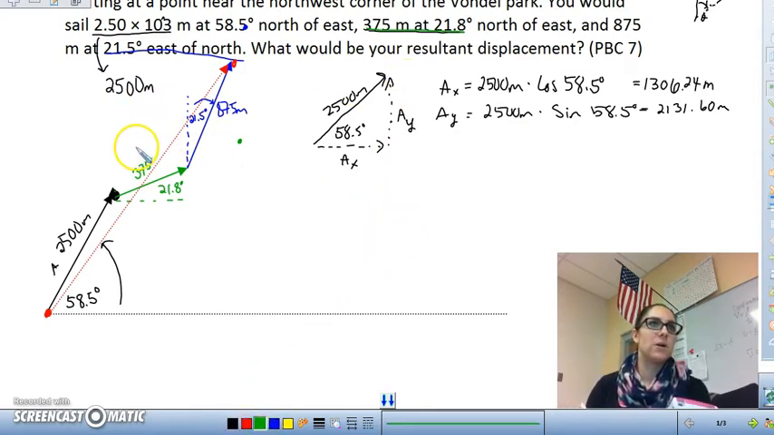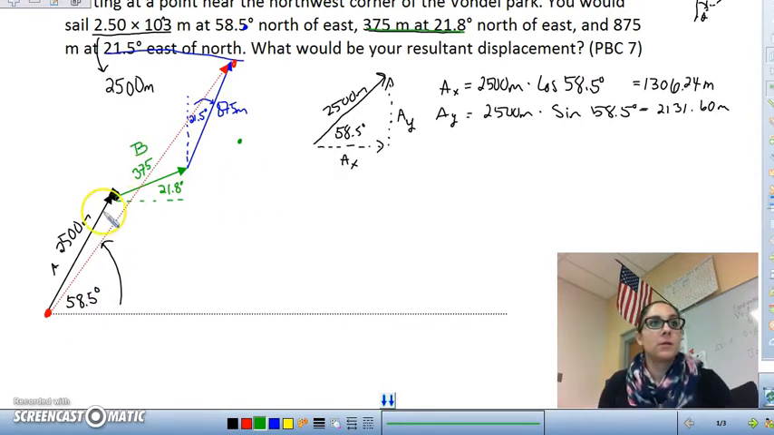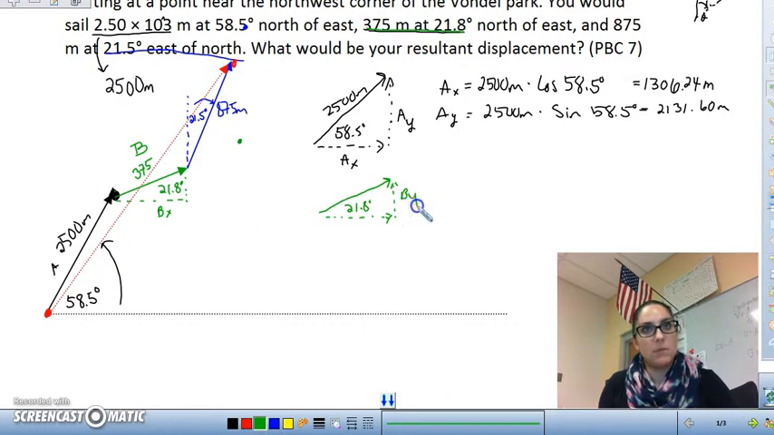Now I'm going to solve my triangle components for B. So now we're going to do the BX, if you will, and the BY, the X and Y components. So I'm actually going to take it out of the problem again. This is 21.8. And that's what I want, BY, which will be positive, and BX, which will also be positive because it's going to the right, and that's up. This is 375 meters.